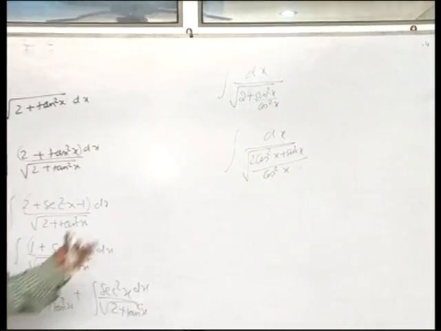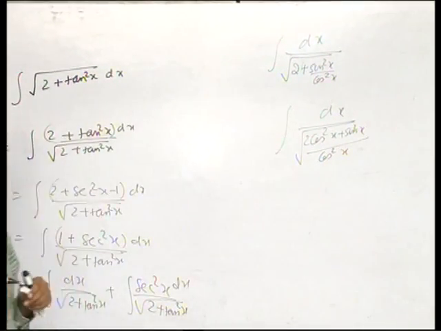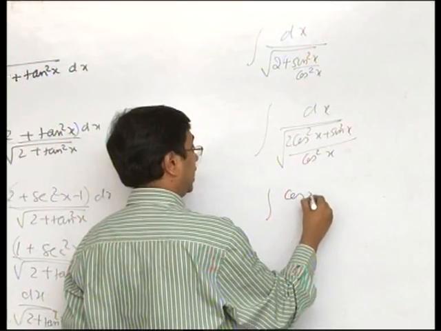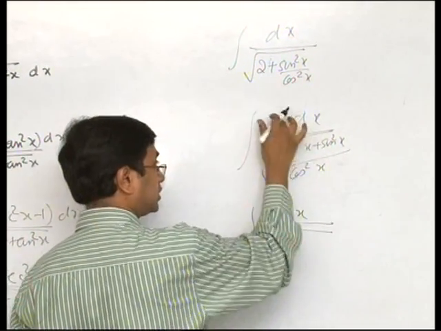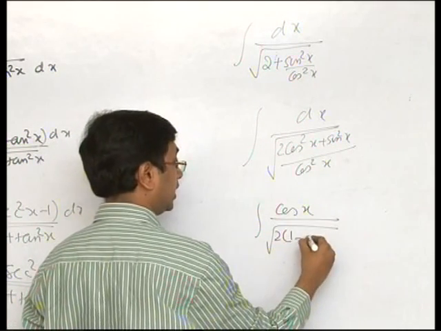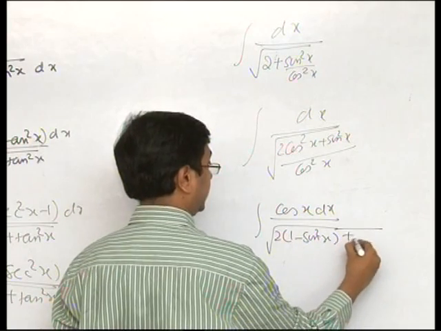Now this cos would definitely go up. The root, when you take a root of cos square x, that would become cos x, and that would go to the numerator. And we have cos in the numerator, so we should have everything in sine in the denominator. So I am writing this cos square as this, because cos is the derivative of sine.